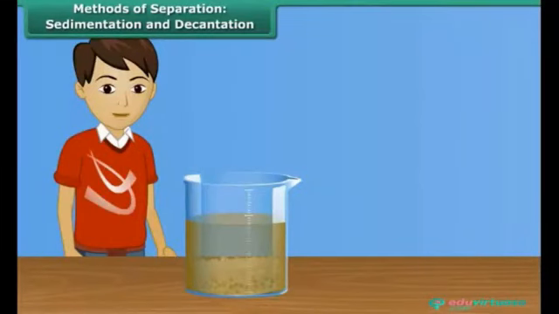Jack filled a beaker with muddy water and left it undisturbed for some time. After some time, he was surprised to see the beaker. Let us also look to find the reason for his surprise. The beaker had clear water. Mud being heavy, had settled down at the bottom of the beaker, while the water formed the upper layer.